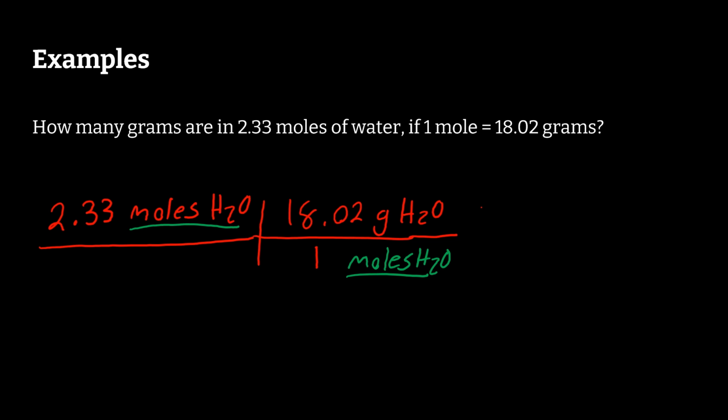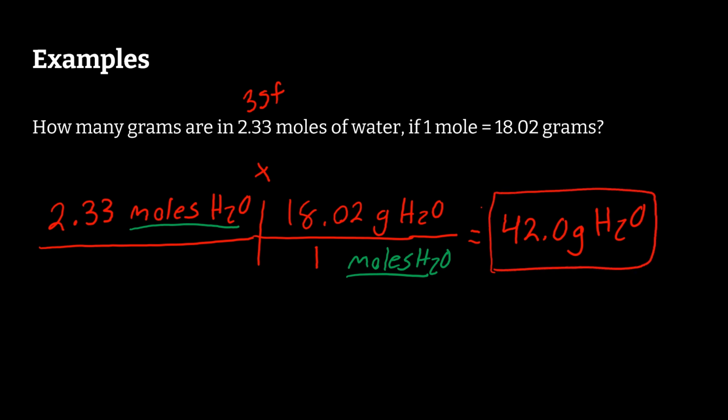And we're able to solve. We're going to multiply the top, divide the bottom. In this case, whenever we divide by 1, the number will be the same. Keeping the number of significant figures the same, our 2.33 is 3 significant figures, so the answer will be 3 significant figures as well, which comes out to 42.0 grams of H2O.